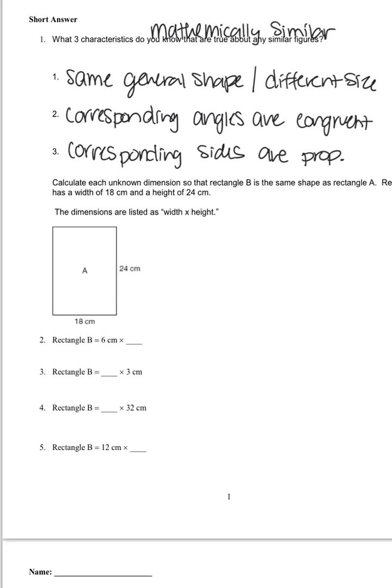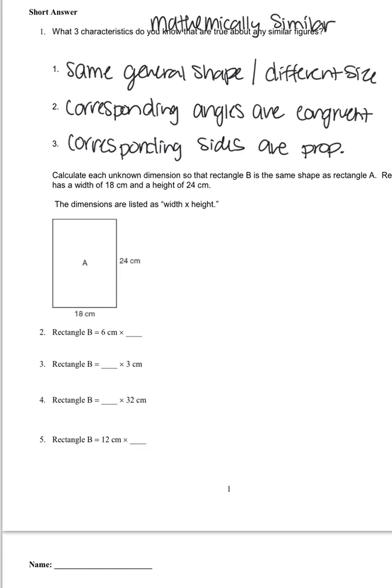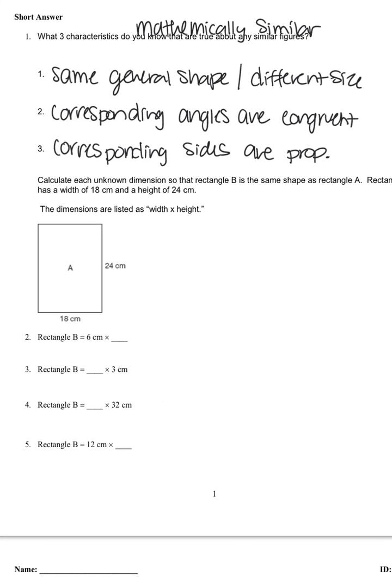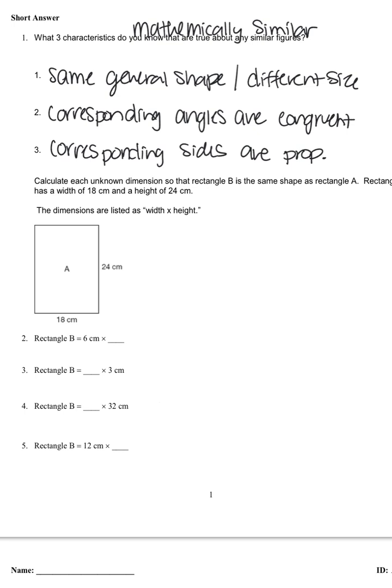Moving on to questions number 2, 3, 4, and 5, we were asked to calculate each of the unknown dimensions of rectangle B if they have the same shape as rectangle A, where rectangle A has a width of 18 and a height of 24. We need to understand that it's written as width by height, so your answer for your width is always going to be first. When solving questions 2, 3, 4, and 5, I'm going to use proportions to set these up.